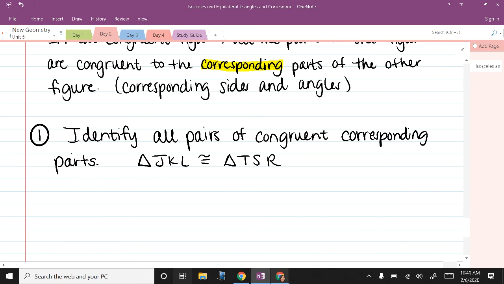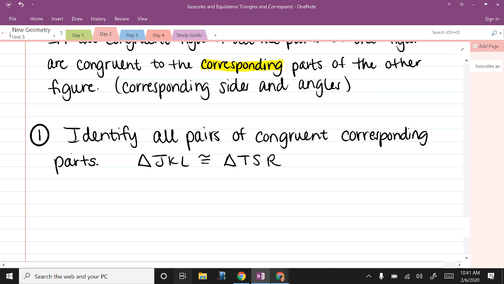All right, just write down this right here. Triangle JKL is congruent to triangle TSR. Just write that down. Triangle JKL is congruent to triangle TSR. When we name triangles and put them in a congruency statement, a congruency statement is saying that one is congruent to the other. When we name triangles and put them in a congruency statement, the placement of the letters is very important.